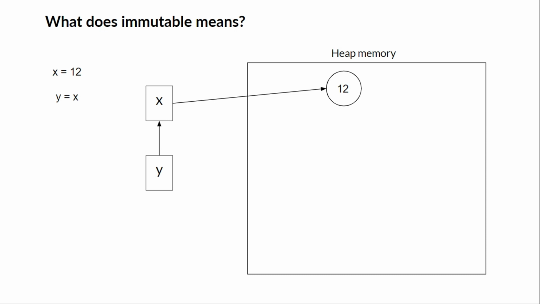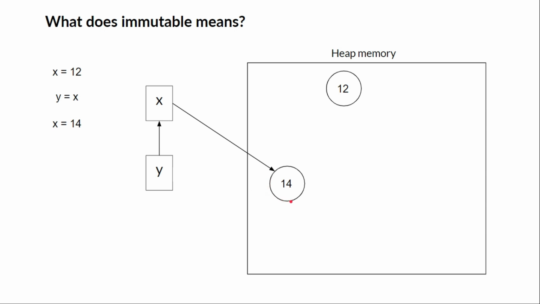Okay, now let x equal to 14. So now x is pointing towards 14 and y is still pointing towards x. Here a new object of class int with value 14 is created. So now the IDs of x and y are of that of 14.